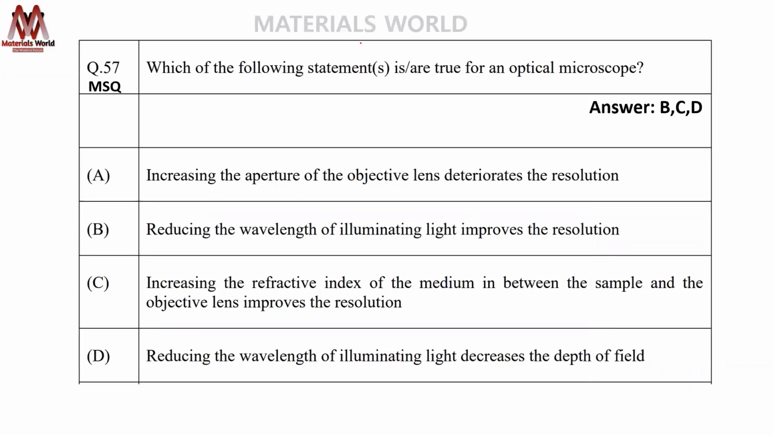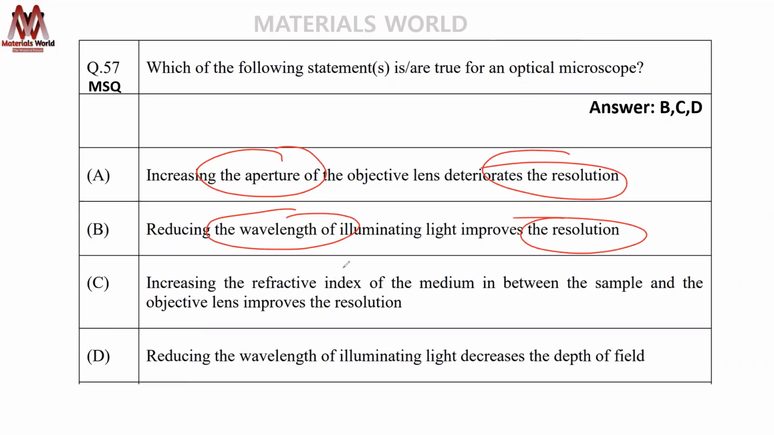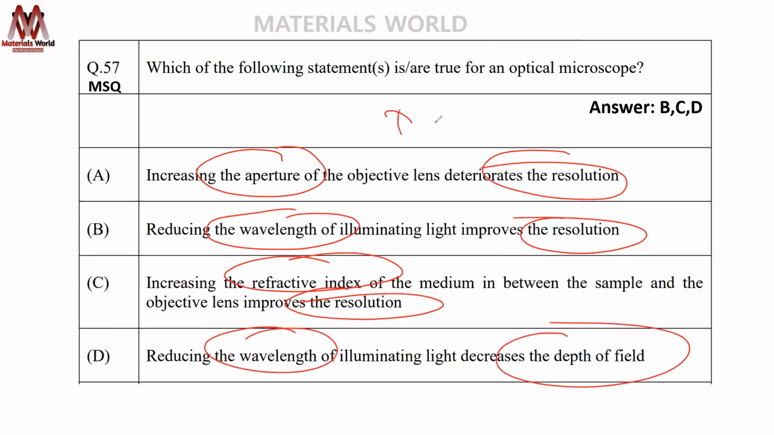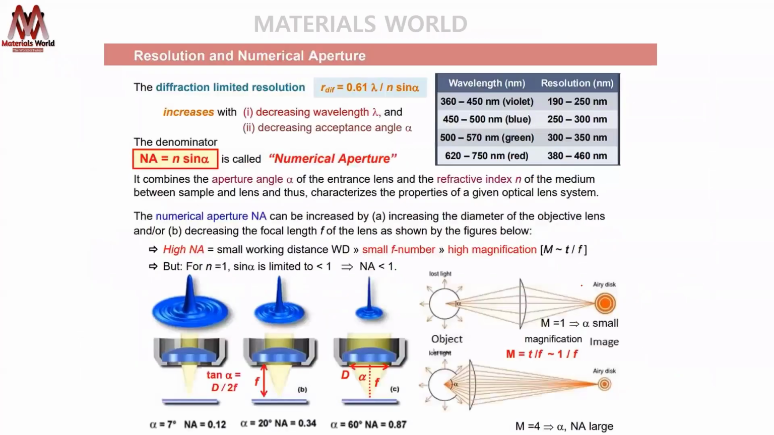Okay, so here. Which of the following statements is or are true for an optical microscope? It's talking about numerical aperture and resolution, wavelength and resolution, refractive index and resolution, and wavelength and depth of field. So how are wavelength, refractive index, resolution and depth of field related? If you know the basic relation, you can easily find it out. So what is the relation? The relation is given here.